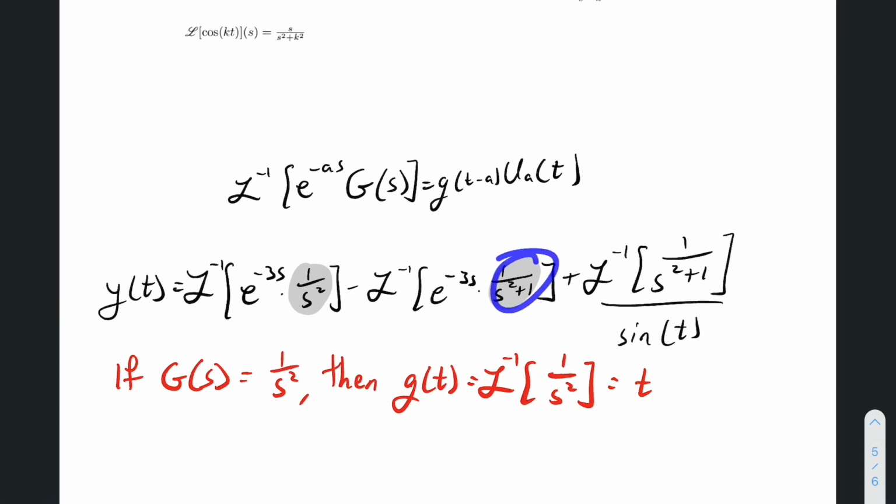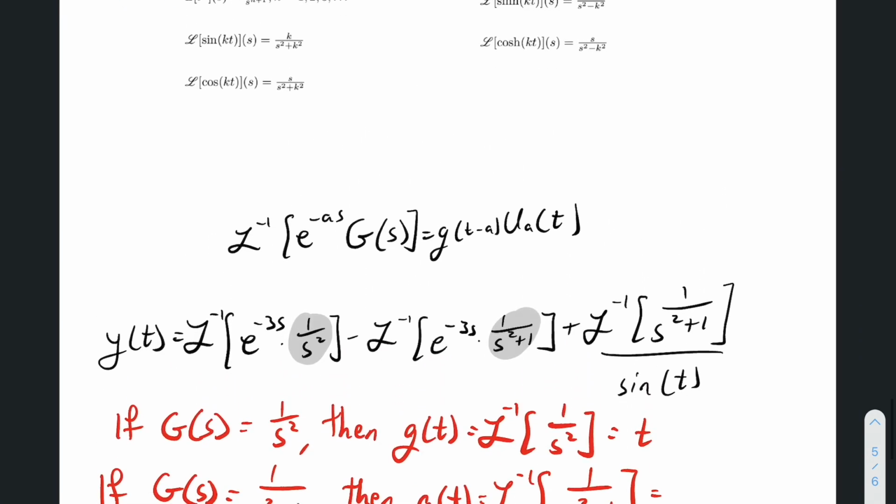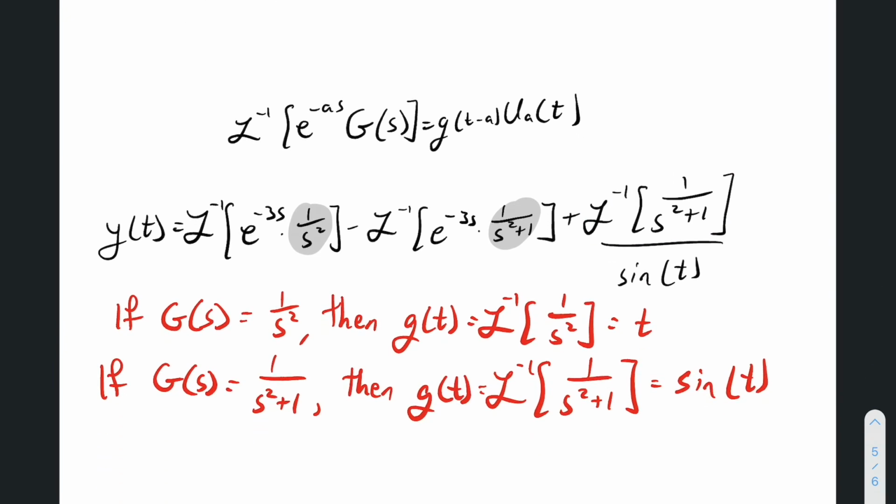What would my little g of t be for this guy? Well, if capital G of s is equal to 1 over s squared plus 1, then little g of t is equal to L inverse of 1 over s squared plus 1. And what is that equal to? Well, we just did that. Just sine of t. Okay, so now we can apply this formula to this and this.